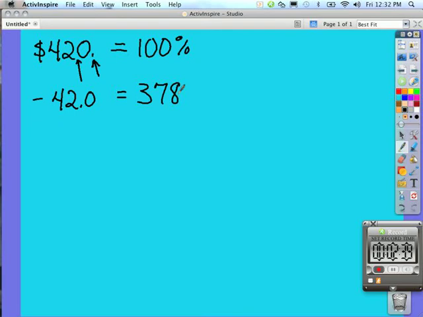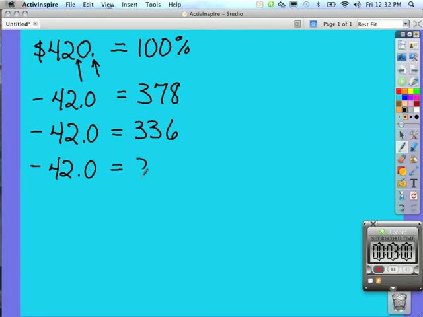Let's subtract another 42, another 10%, and that would equal 336. Subtract another 42. See, each time it's 10%, which is 42 in this case. So we subtract that, and then we would get 294. Subtract another 42, and we get 252.